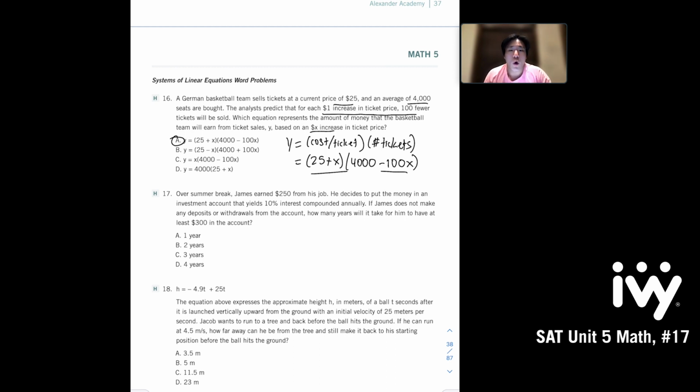Okay, 17. Over summer break, James earned $250 from his job. He decides to put the money in an investment account that yields 10% compounded annually. If James does not make any deposits or withdrawals from the account, how many years will it take him to have at least $300 in his account?